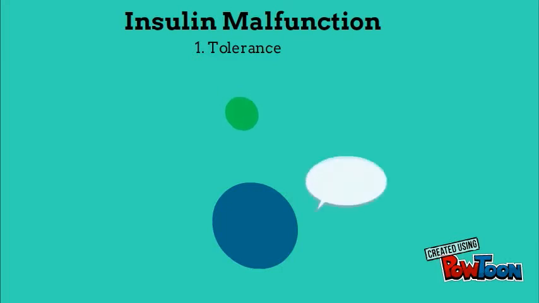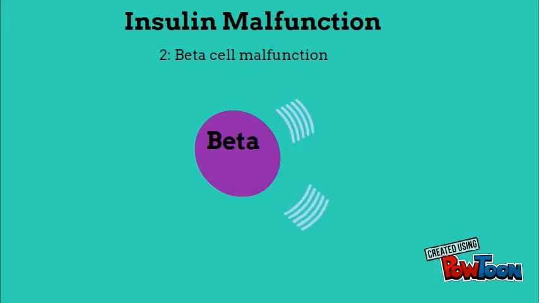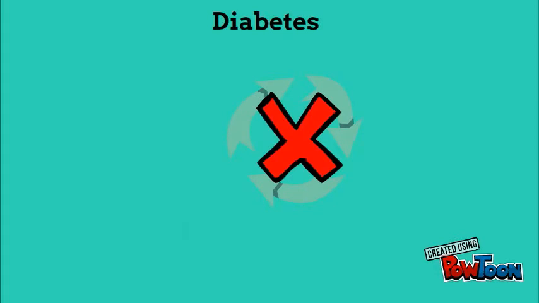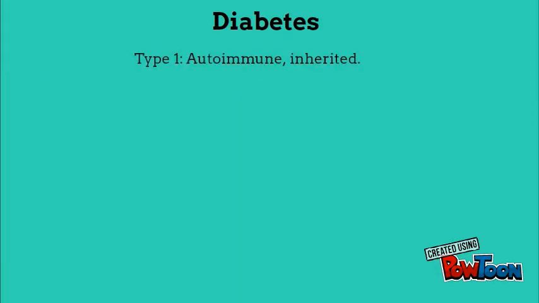Insulin can malfunction in 2 different ways. Tolerance is when the receiving cell fails to act on receival due to repeated exposure. Malfunction is when the beta cells don't produce enough insulin. These factors, or a combination of them, can lead to a condition called diabetes. Diabetes is a homeostatic malfunction where those affected are unable to maintain their own blood glucose levels.